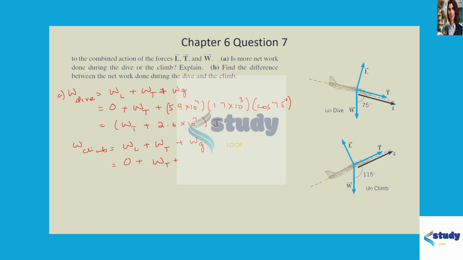So then let's calculate the work done by gravity, which would be 5.9 times 10 to the power 4 times 1.7 times 10 to the power 3. But the only thing that's going to change now is the angle between gravitational force and displacement, which now is 115 degrees. So we get WT minus 4.2 times 10 to the power 7 joule.